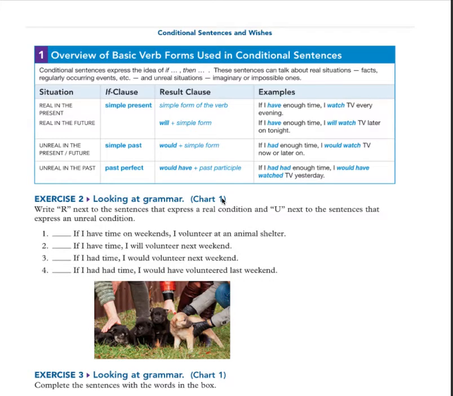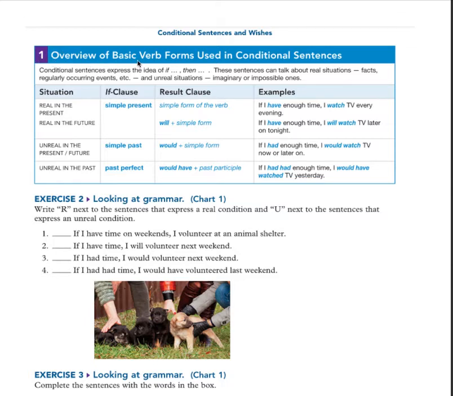Today we're going to be looking at the introduction pages for chapter 20, and the first page that we're going to be doing is on page 427, chart 20-1.